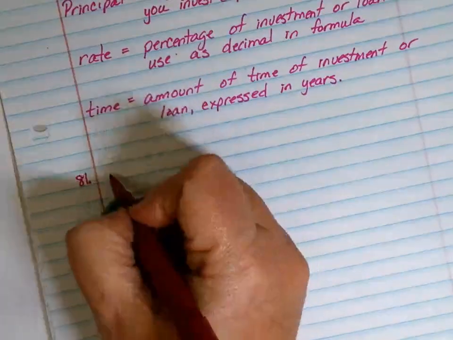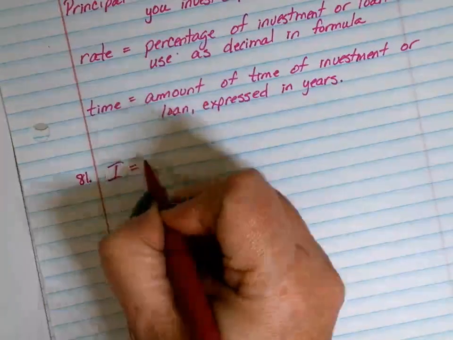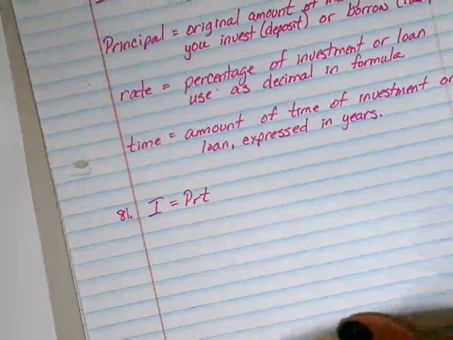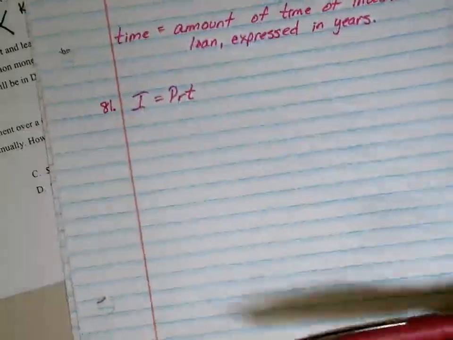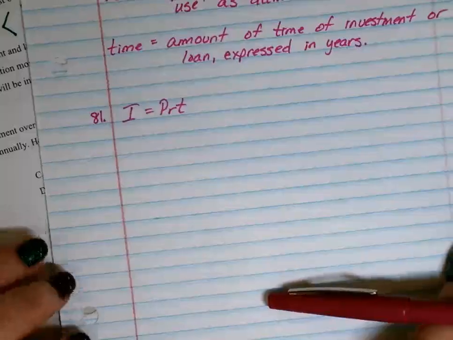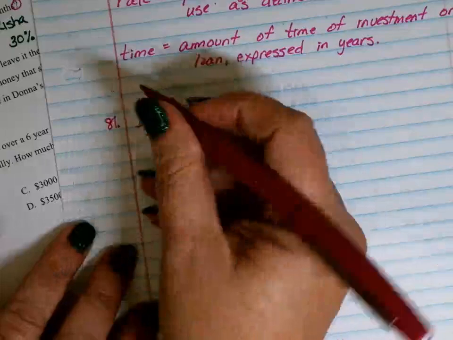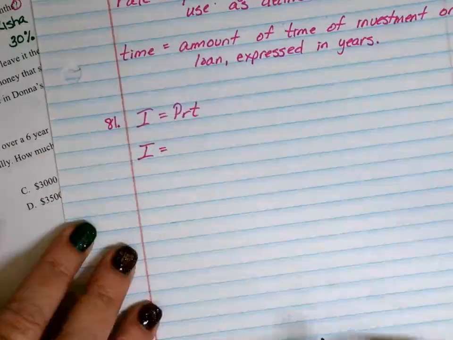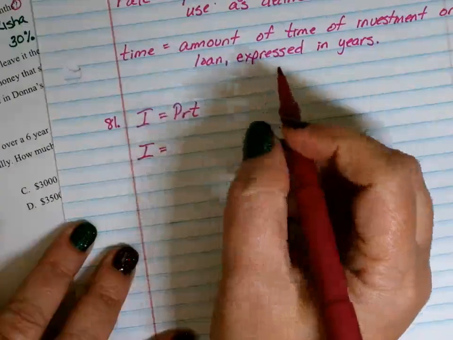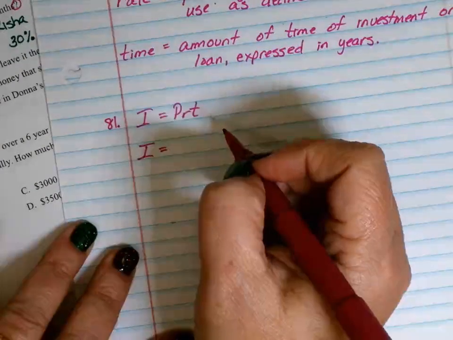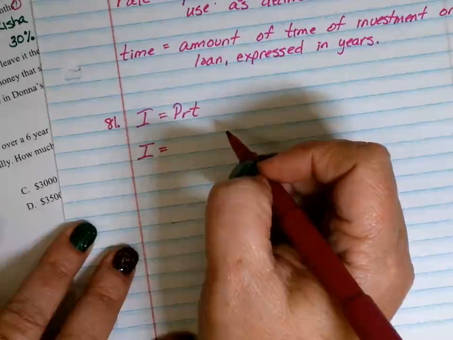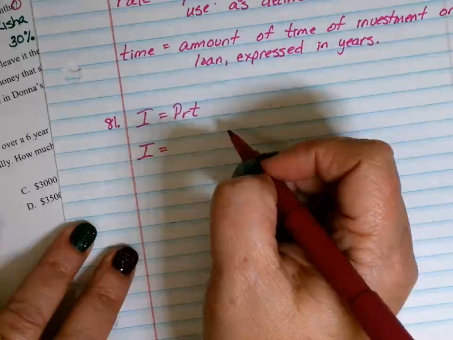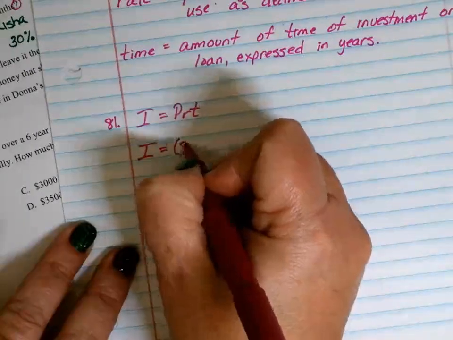I've got to write my formula. I equals PRT. I'm doing it on my notebook paper because I don't have room. So my interest is one of the things I'm looking for. So my interest equals, what did we say our principal was? What's our principal? We labeled it. 850.